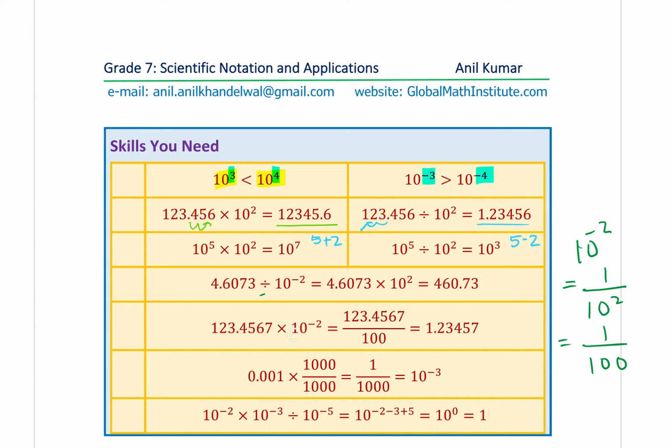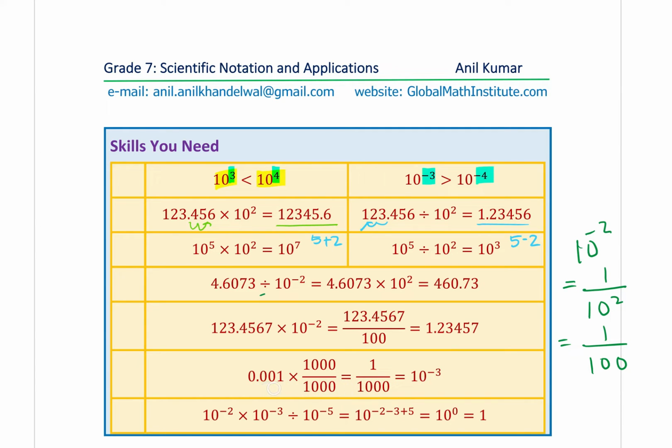Now the next one here is what happens when you multiply by a negative exponent. So 10 to the power of minus 2 basically is 1 over 10 to the power of 2, which is 1 over 100. So basically you divide by 100, moving the decimal left 2 places, and you get the number. Is that clear to you? Right? Now here is a test example for you. You can just see if it makes sense.